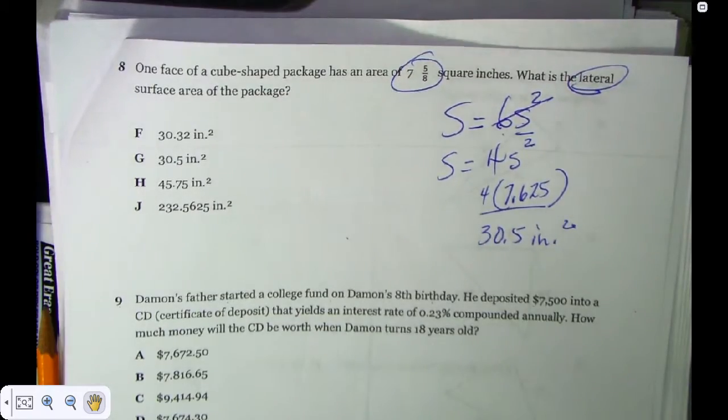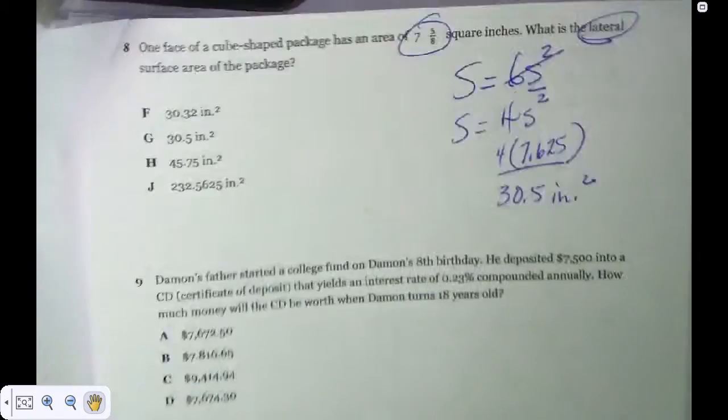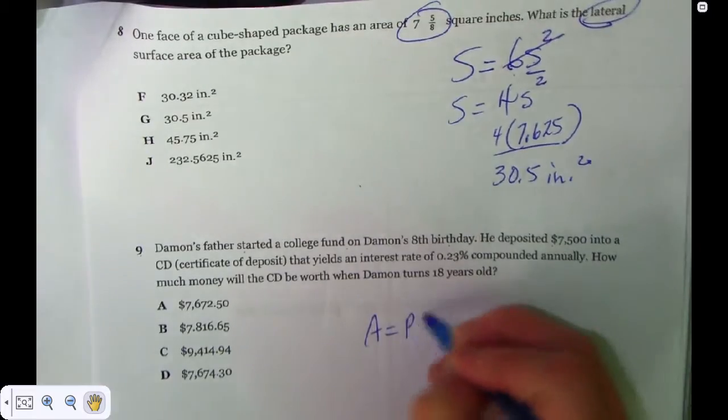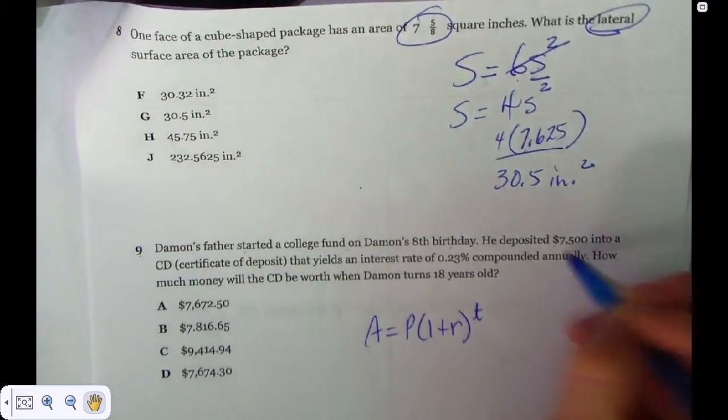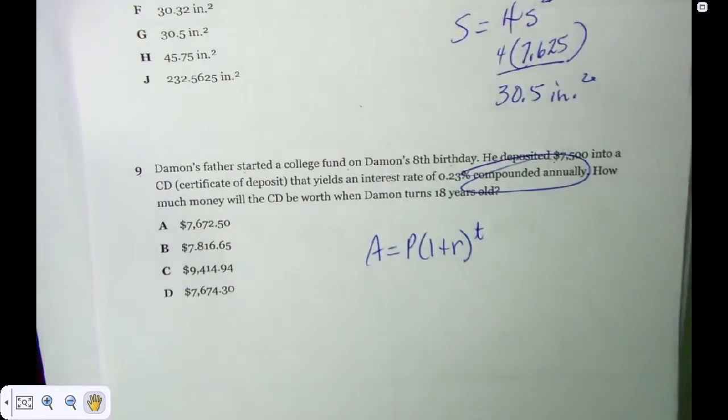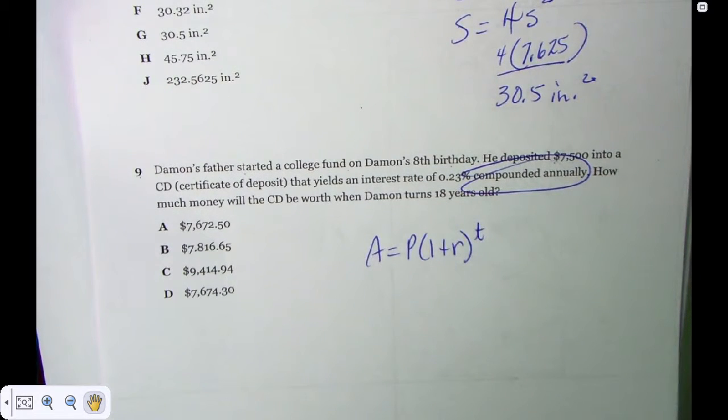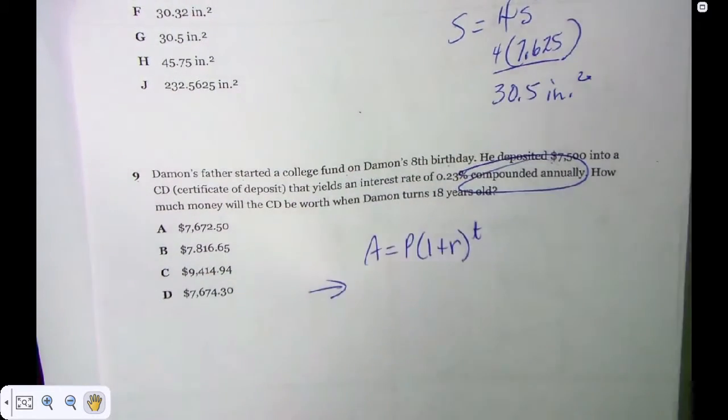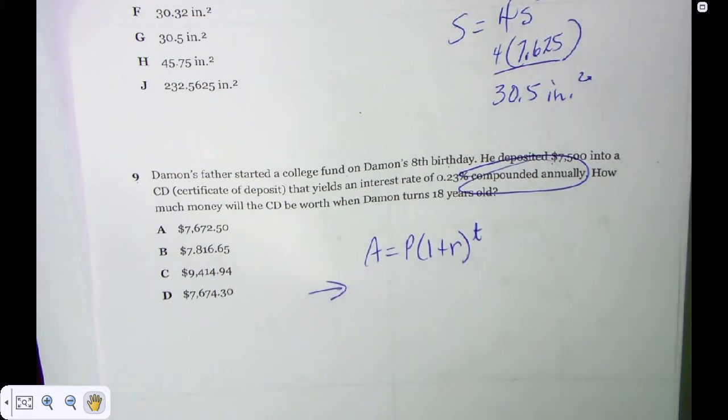Okay? Number 9. How did I know to use this formula? Compounded annually. Who wrote the formula down? If you didn't write the formula down, you know what you're telling me? I don't want to get this right, Miss Causey. If you don't write the formula, you got to write the formula and then follow it. Hey, some of you still don't get savings accounts. Okay? We got to learn about that.